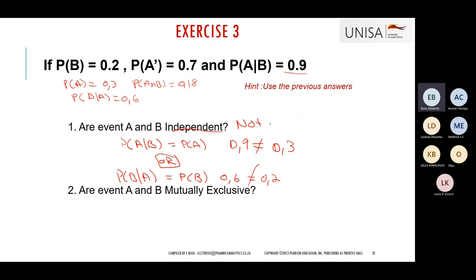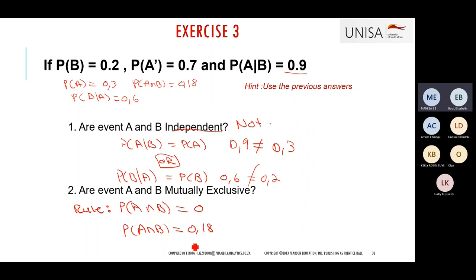Can we prove that they are mutually exclusive then? What do we know about mutually exclusive? Mutually exclusive events means the probability of A and B should be equal to zero. That is the rule that we use. Remember that? The rule says the probability of A and B should be equal to zero. So what is the probability of A and B for this question? A and B was 0.18. Are they mutually exclusive? That's your question. No, they are not mutually exclusive.